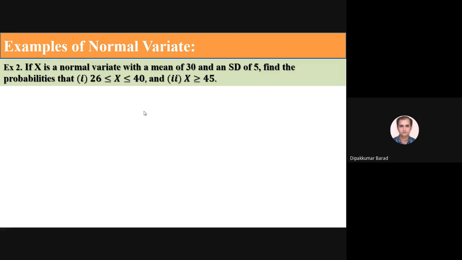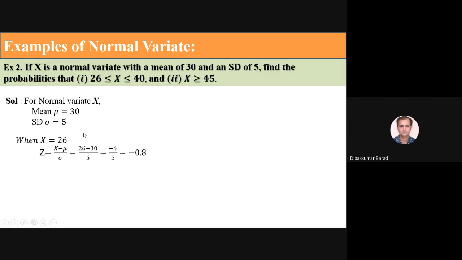What do you get here? z1 you can find out by x1 minus mu upon sigma. X1 you have given 26, mu you have given 30, and sigma, the standard deviation, you have given 5. So it means 26 minus 30 upon 5, which gives minus 4 by 5. So minus 4 by 5 means minus 0.8. Is it clear? In a similar manner you can also find out for 40.